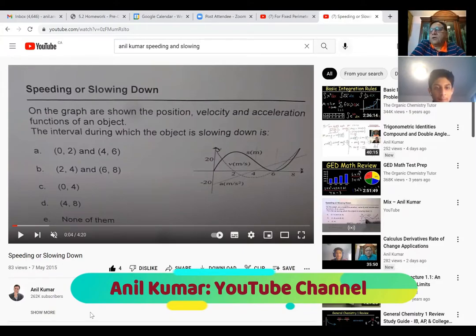But from this graph, I could ask you when the object is moving away, when the object is moving towards, when the object is speeding. All these questions can be answered. So tell me, when is this object moving away from the starting point?